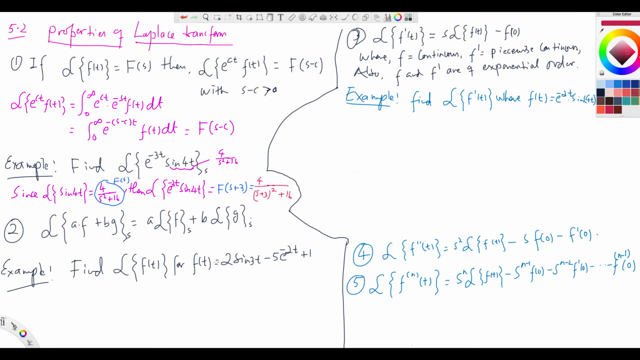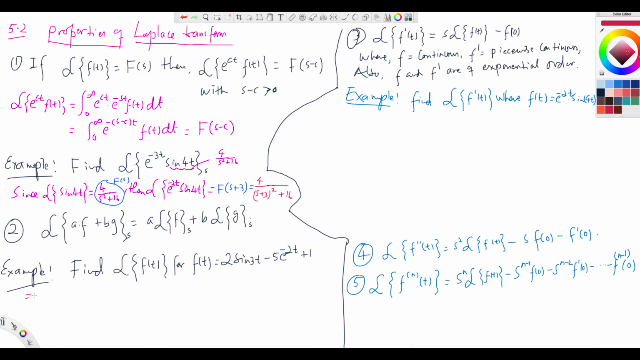Here you want to find the Laplace transform of this. This is the same as finding the Laplace transform of this term, minus this term, and then that one. So you can find the separate Laplace transforms, subtract them, and then add the Laplace transform of 1.